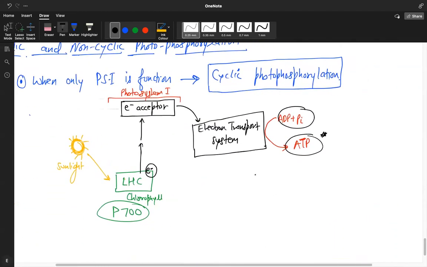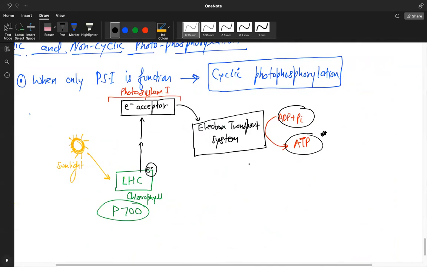So here also the electron will not be used up, because it does not pass on to NADP, but it comes back to the LHC of photosystem 1. It comes back to the light harvesting complex of photosystem 1. So the electron starts its journey and comes back to the LHC of photosystem 1. So do you think there is a cyclic flow of electron here? The electron is never utilized.